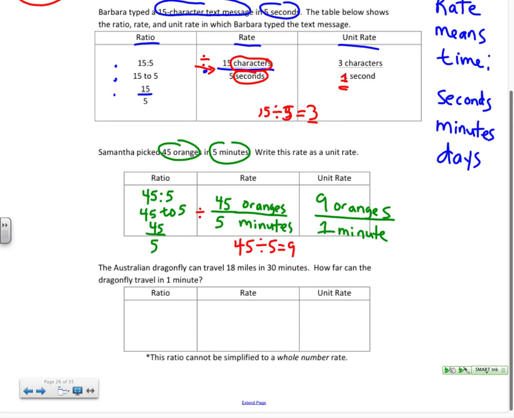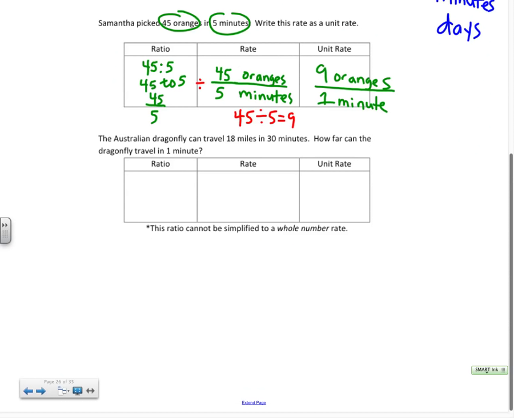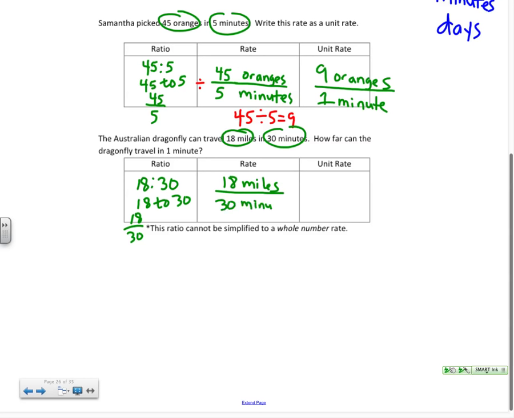Okay, let's look at one more sample problem. An Australian dragonfly can travel 18 miles in 30 minutes. The two things being compared are miles to minutes. How far can the dragonfly travel in 1 minute? So my ratio, go ahead and write that, is 18 to 30. And as a fraction, 18 to 30. Rates are easier to solve if you write them in fraction form. So 18 miles to 30 minutes is written as a fraction.